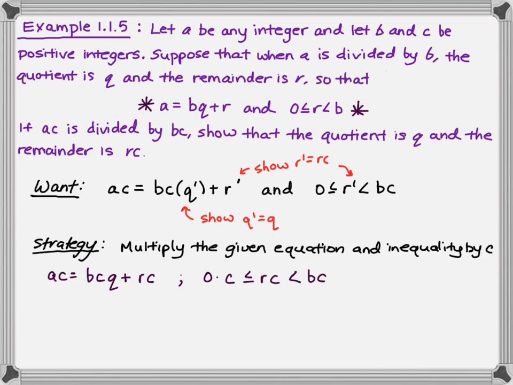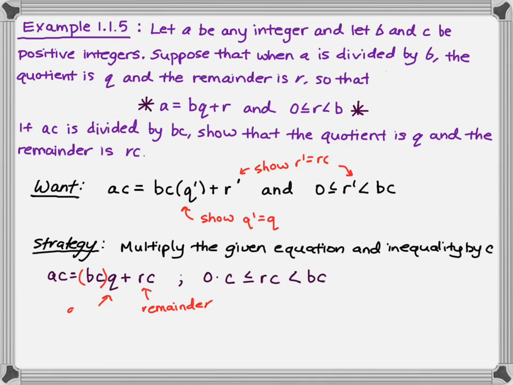So let's look at what we have here compared to what we want. We want to show that Q prime is equal to Q and that R prime is equal to RC. And it looks like we have enough to do that. If we rewrite with some parentheses to show what's happening, we have that our quotient here is Q and our remainder here is RC. And that's exactly what we want.